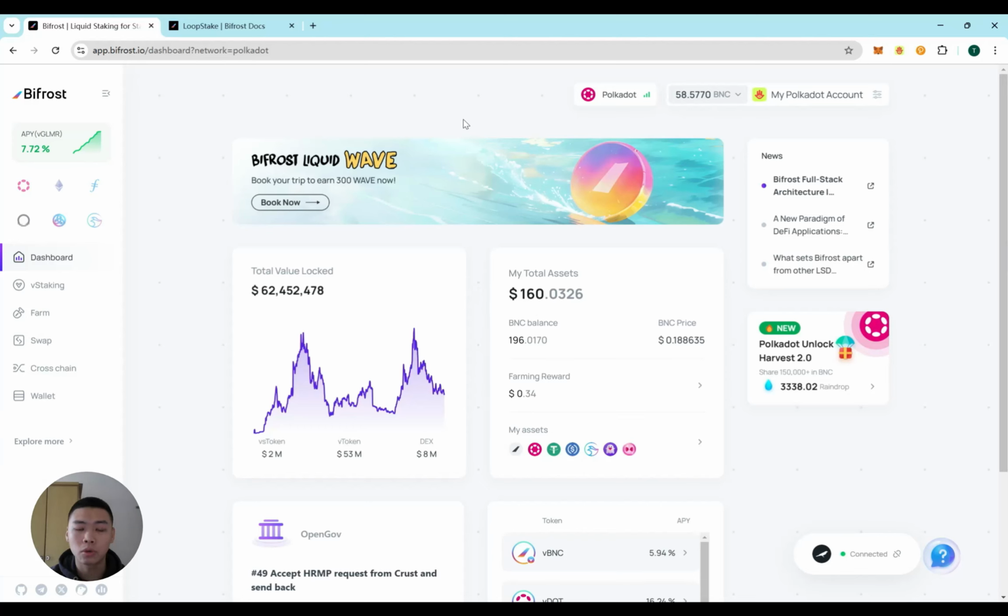In today's video, I'm going to walk you through how to use a vToken function named LoopStake to amplify your staking rewards multiple times with only one click.